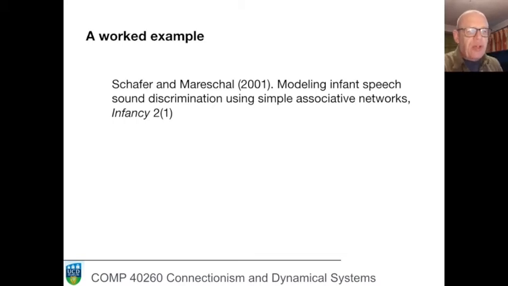At last, we're going to take you through a complete worked example of the application of the kind of neural networks we've seen in theorizing about human infant development. Hopefully you've read the paper at this stage. The paper is Schaffer and Marischal, Modeling Infant Speech Sound Discrimination Using Simple Associative Networks. The networks are very much in line with what we've seen here. The developmental questions are, of course, relatively new to us.